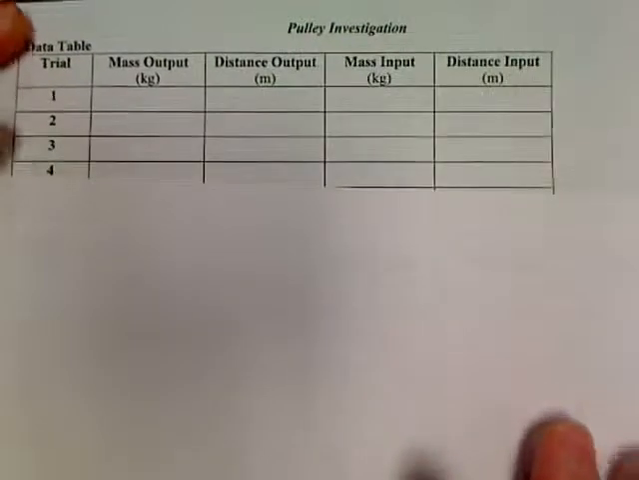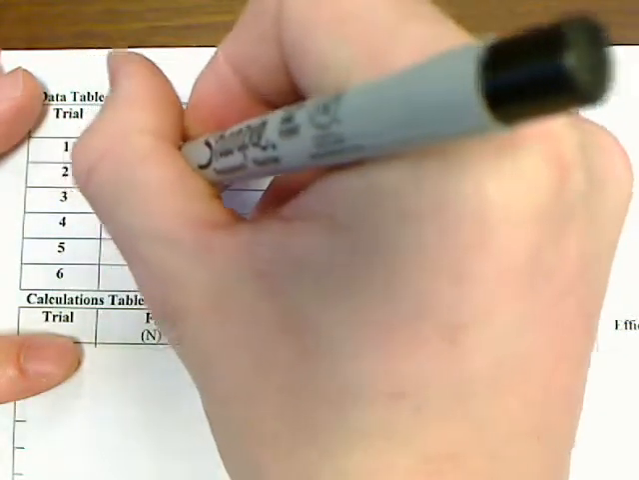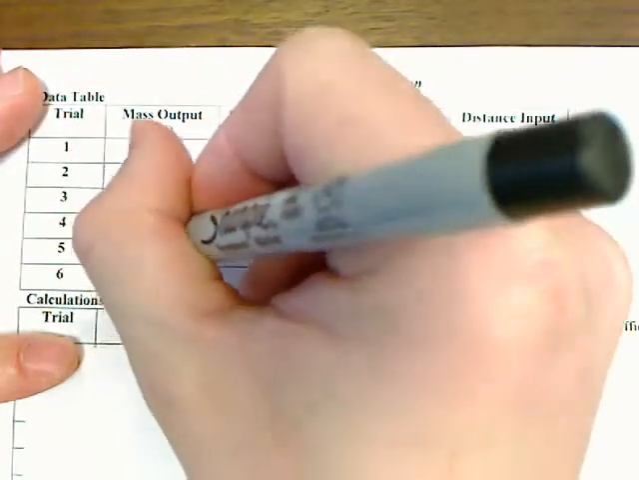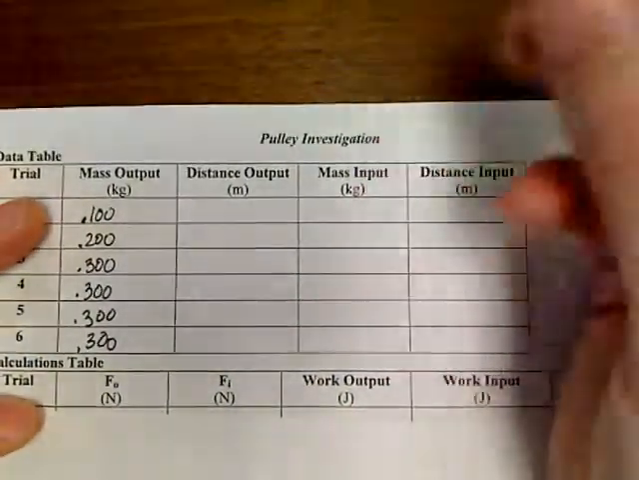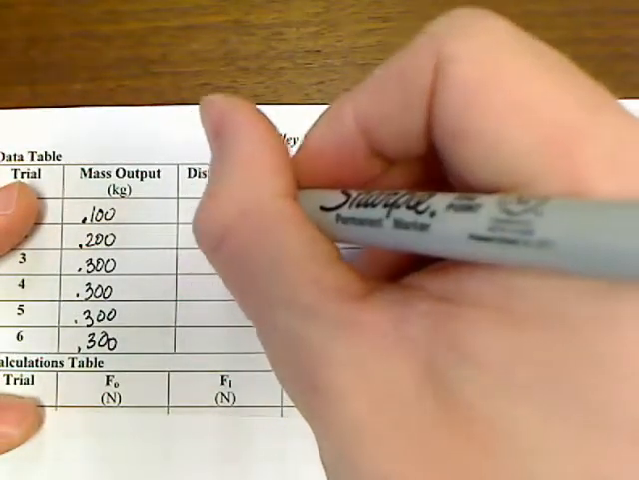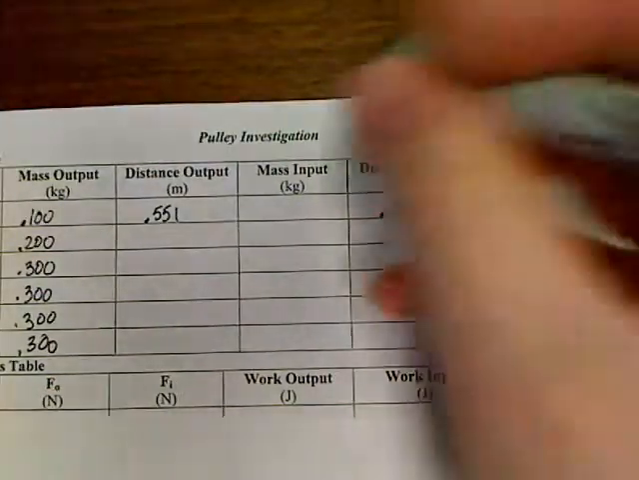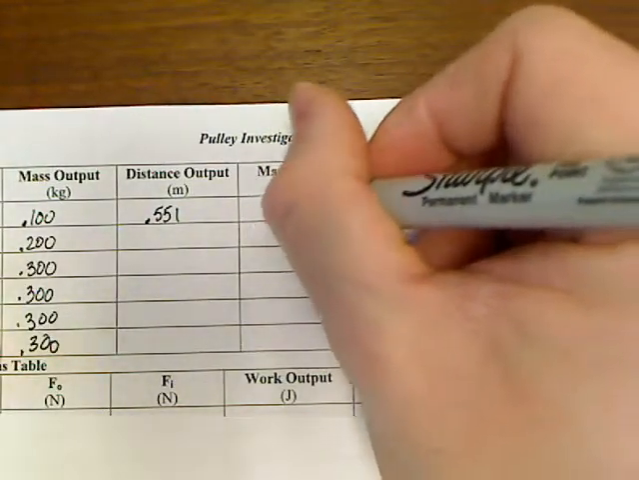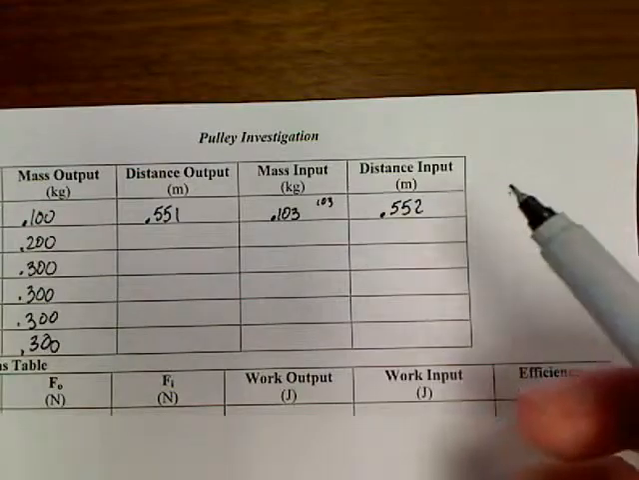Alright, first off, how to do this lab. We know these numbers over here should look like 0.100, 0.200, 0.300, 0.300, 0.300. In terms of numbers, you might have had stuff that would have looked kind of like, oh, I don't know, let's go with 0.551, maybe 0.552. Input, we might say 103, which you need to change to 0.103. So we're going to assume that all your units are in the right order here.